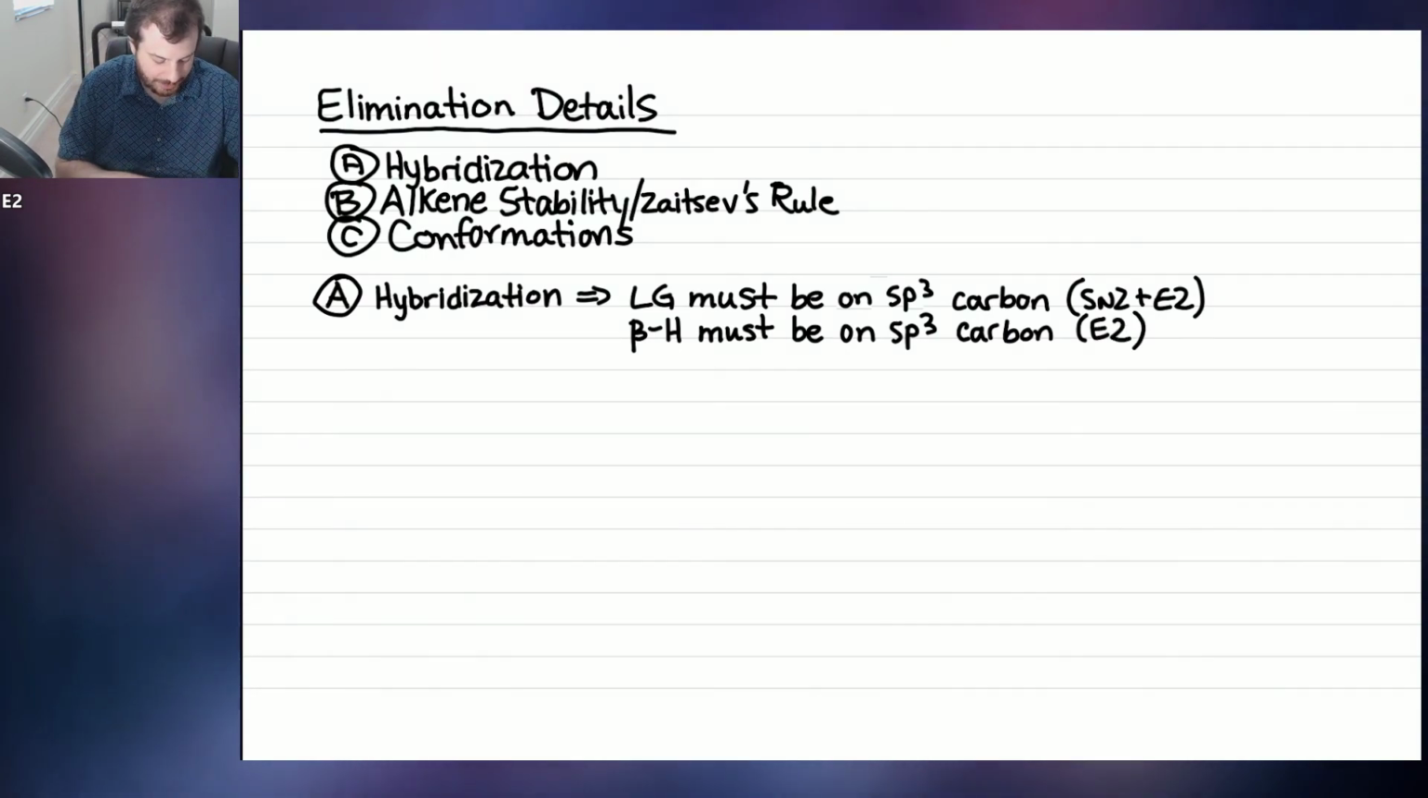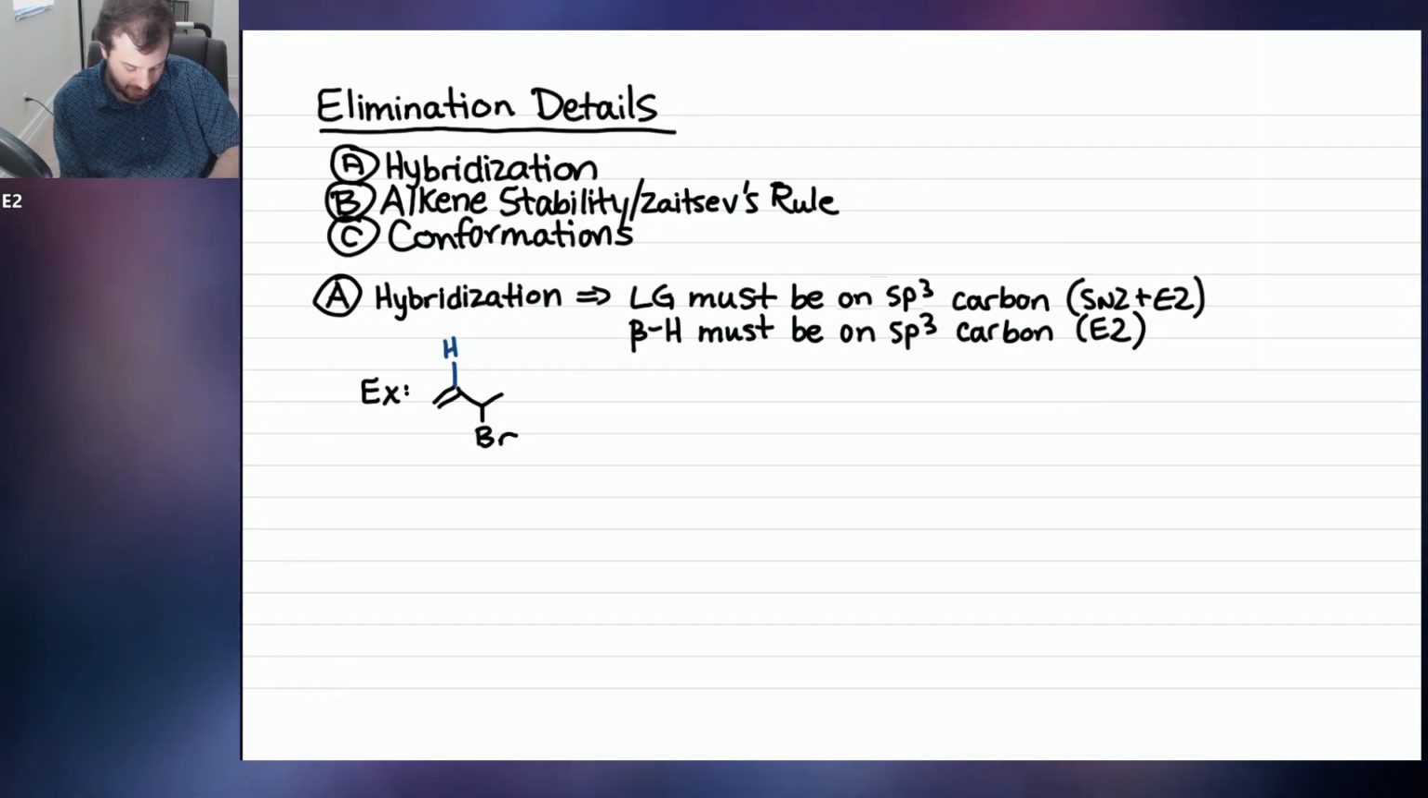Let's take a look at an example of what I mean by this. So if I took this alkene here, and we want to do an E2 reaction, let's draw in all the hydrogens. So there's a hydrogen, the beta hydrogens. There's a beta hydrogen there, and then there's 3 beta hydrogens here.